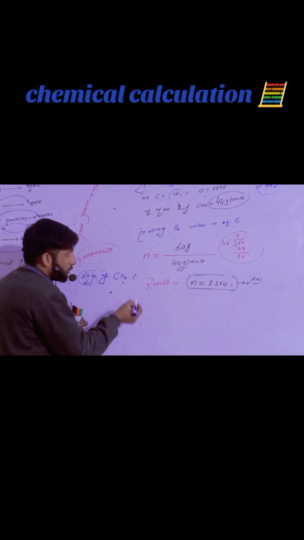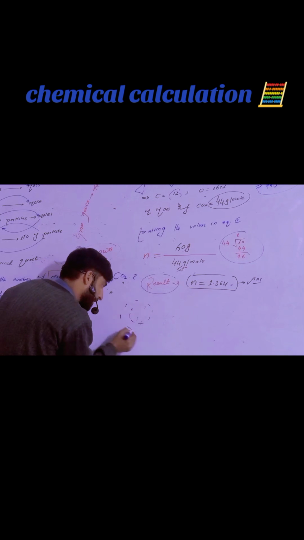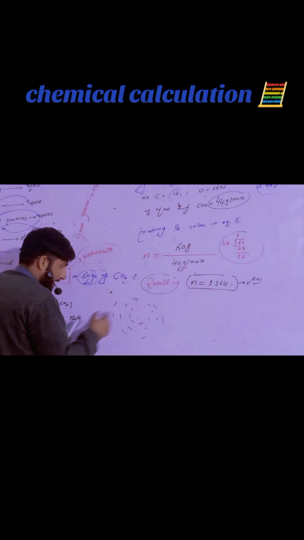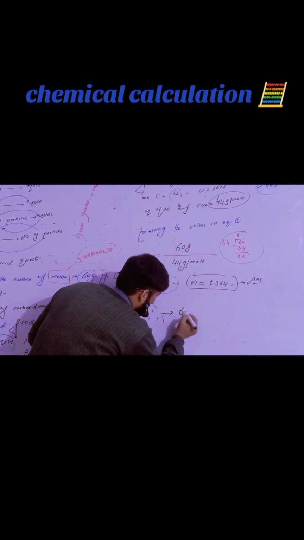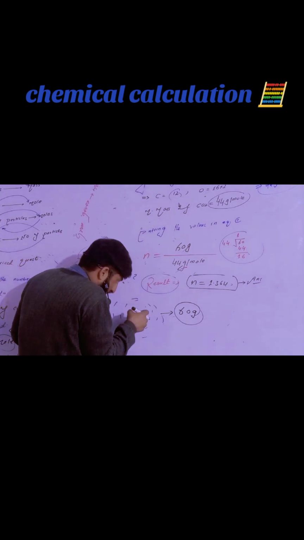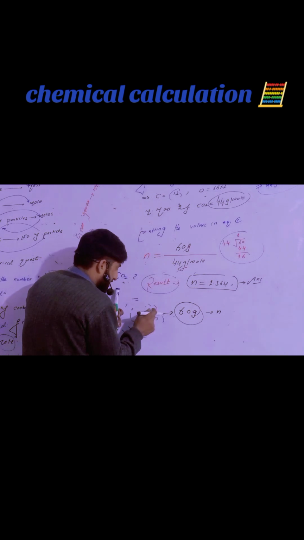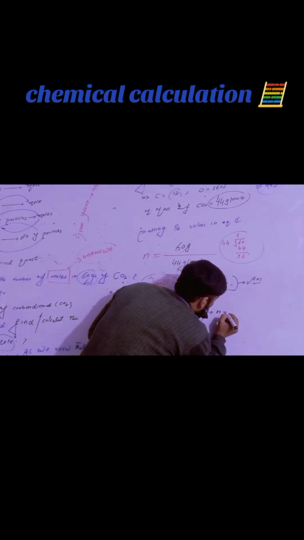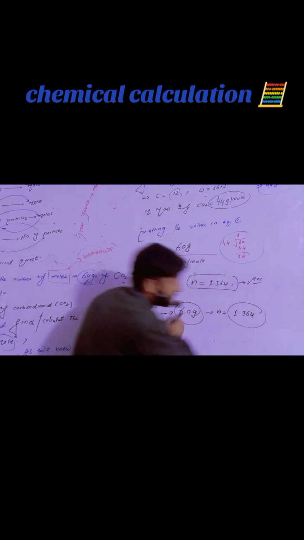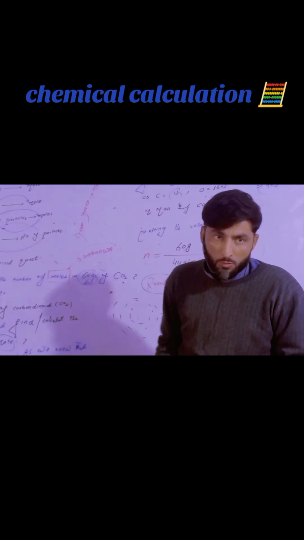What does it mean? Suppose this is carbon dioxide, and it is 60 grams. If you convert this 60 grams of carbon dioxide into moles, it becomes 1.36 moles. Got my point? So this is called the mole, and this is called chemical calculation.